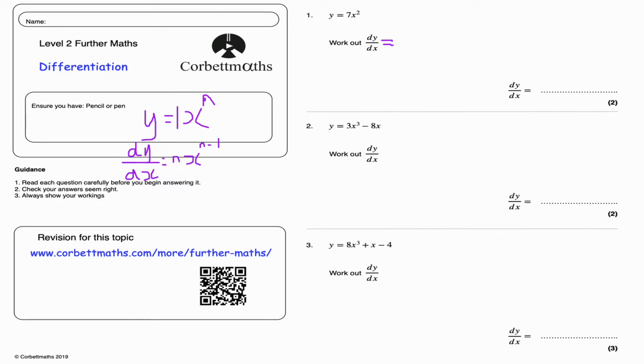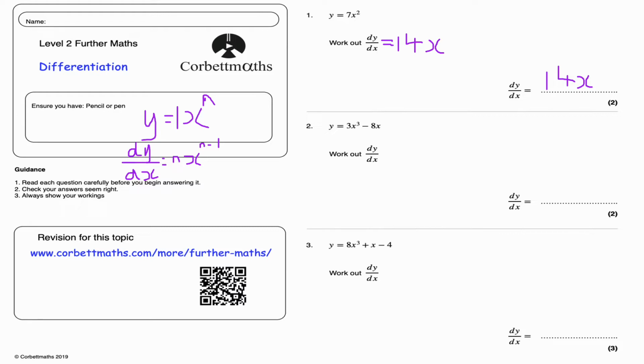So using this formula, dy by dx becomes 7 times 2, which is 14, and then the power comes down by 1, so it becomes x to the 1. Now I don't need to actually write that power of 1 there, so it's just 14x, because x to the 1 is just x. So the answer is 14x. The power comes down as a multiplier, and the power itself decreases by 1. That's all we are doing, utilizing this formula here.